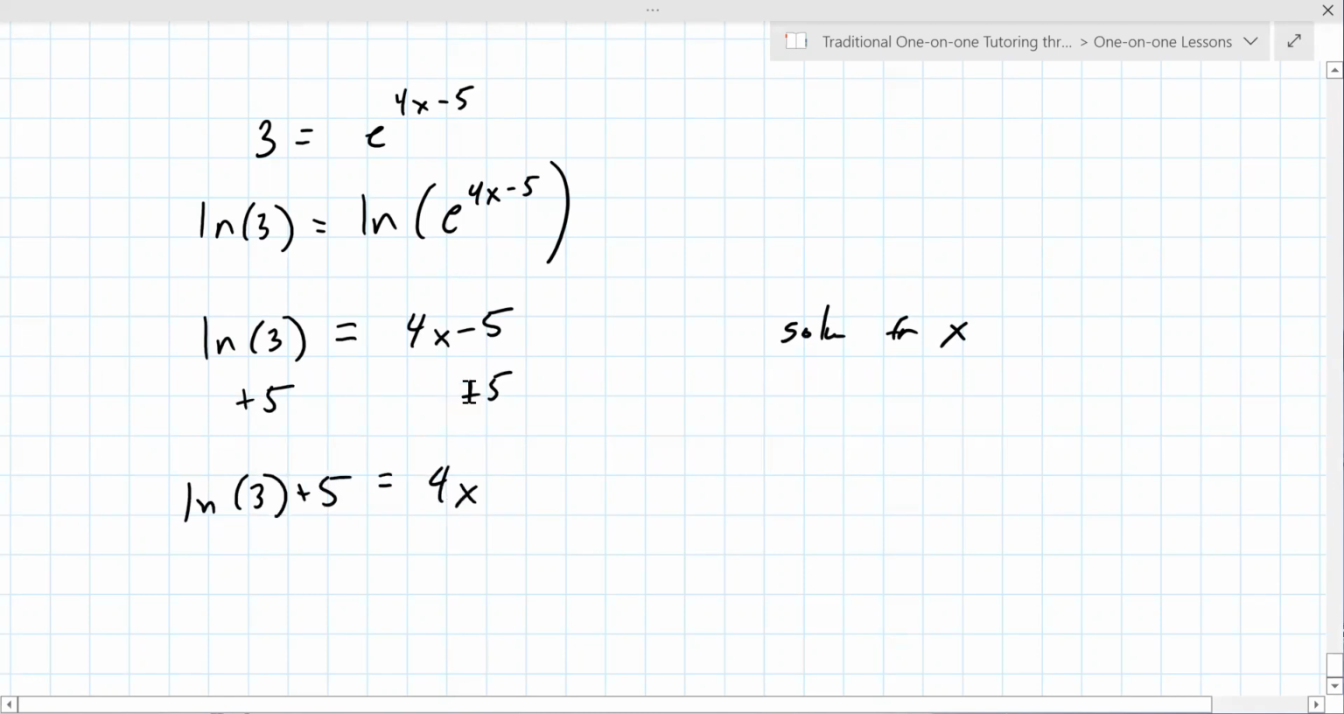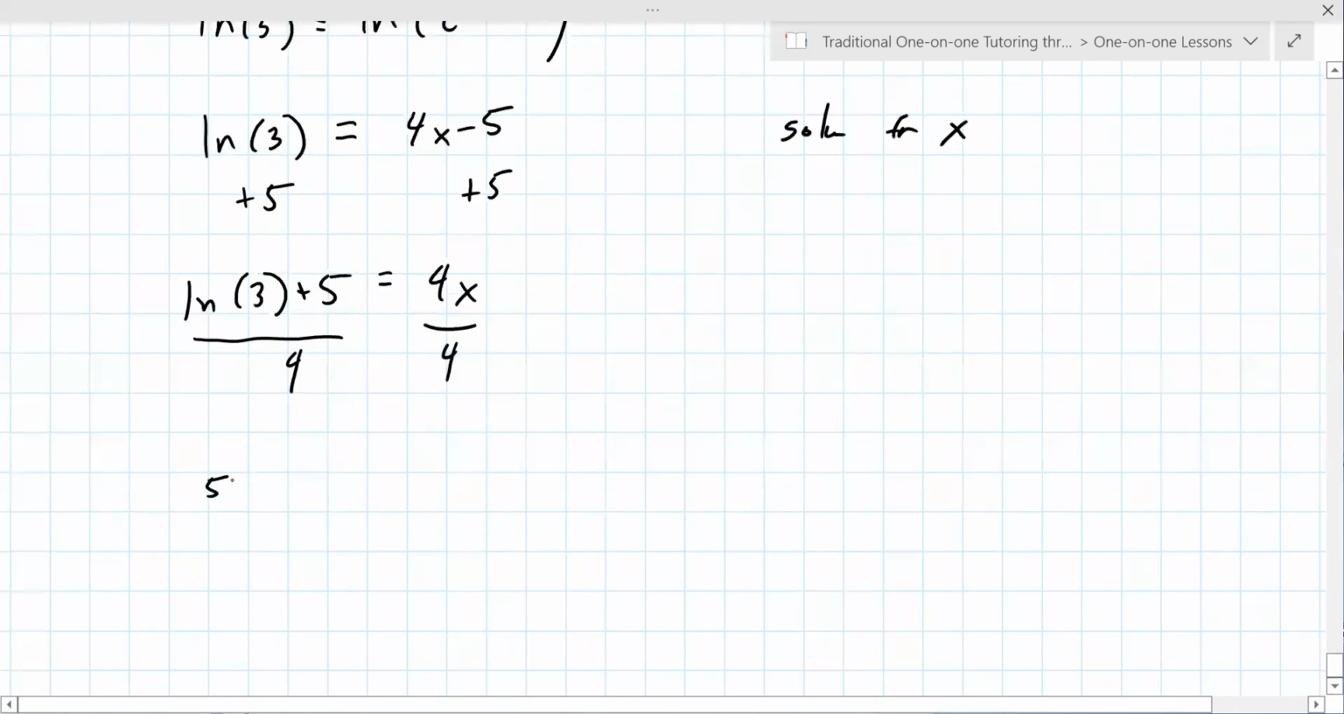So you add 5 to both sides, and you just write it next to the natural log of 3. You can't combine them. It's in parentheses. It's different than the 5. Equals the 4x, and then you divide by 4 here. Or actually you can just leave it like that. That's probably okay.